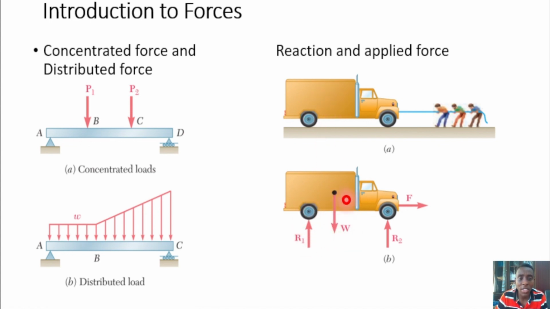The weight of the body is assumed to be a concentrated force acting right here. However, the weight is distributed over the entire body, but we are just taking it to act at the center of gravity as a concentrated force. Similarly, I have a wheel here and the ground here. Because this wheel and the ground are in contact, there's going to be a reaction force. And so these are the types of forces you are going to encounter in the study.